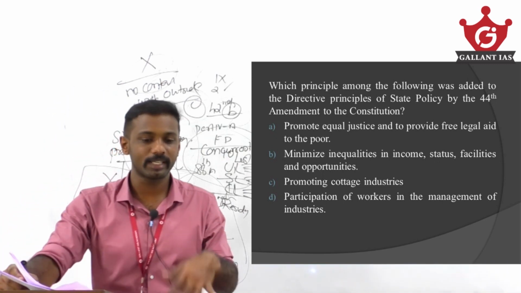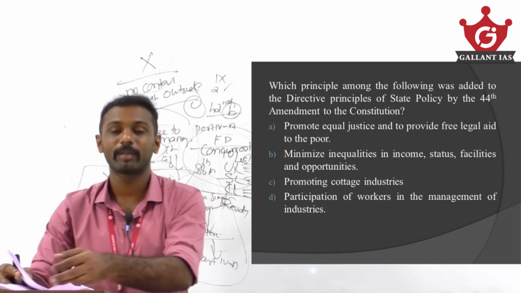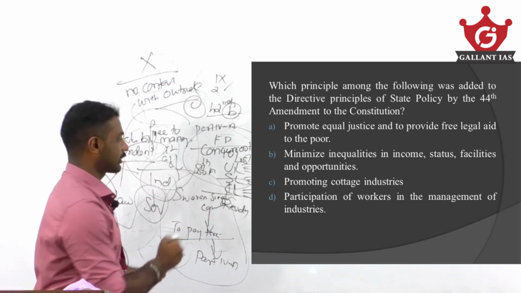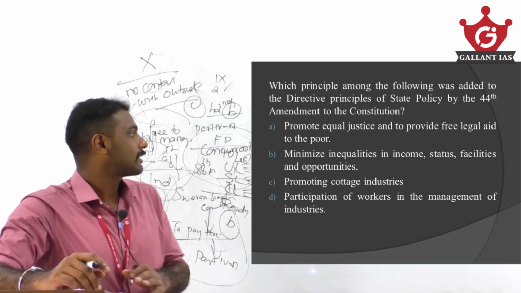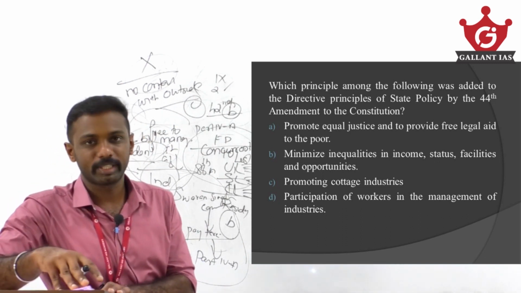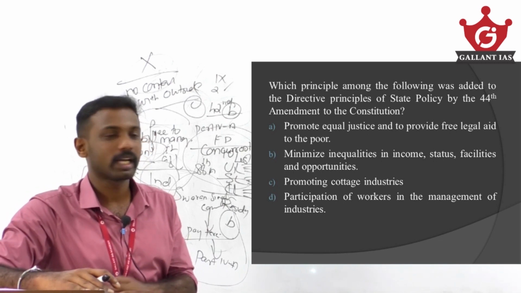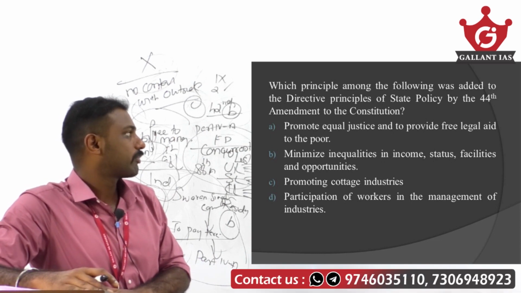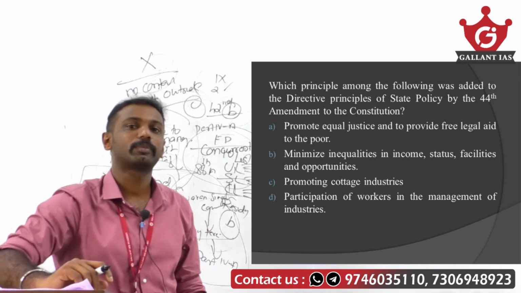The question asked here is, which of the following DPSPs were added to the Constitution by the 44th Amendment Act? Clear? The answer is option B, that is to minimize inequalities in income and status, facilities and opportunities. This provision was added by the 44th Amendment to the Constitution of India. And option A, that is to promote equal justice and to provide free legal aid to the poor. And option D, that is participation of workers in the management of industries.